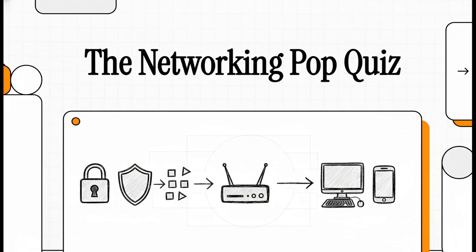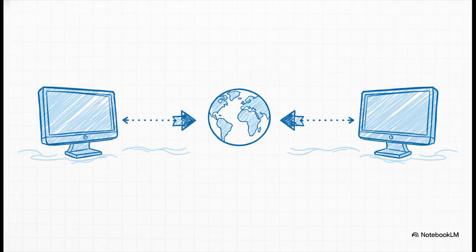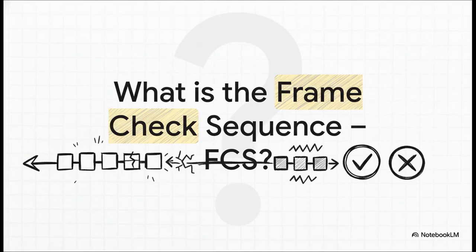Today, we're doing a quick-fire pop quiz on the absolute fundamentals that make our digital world tick. So let's just dive right in. It really all boils down to this one big question. How do these machines, whether they're just a few feet apart or on completely different continents, actually have a conversation that's coherent and reliable? We're going to get to the bottom of that by tackling a few core concepts, one question at a time.